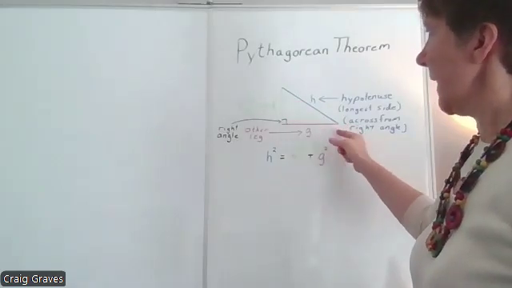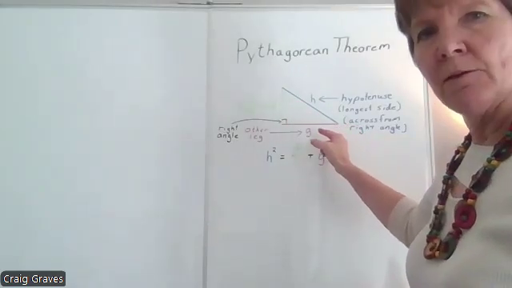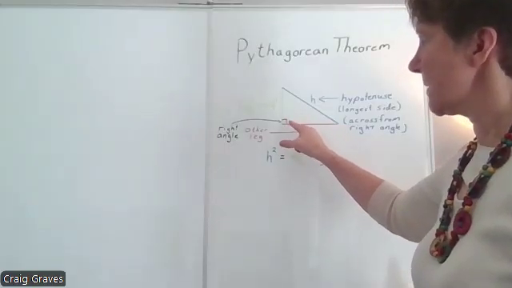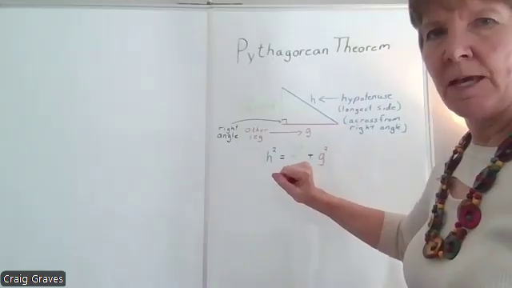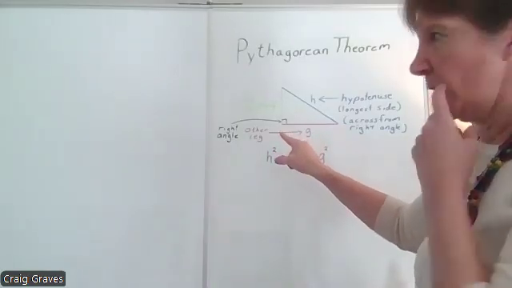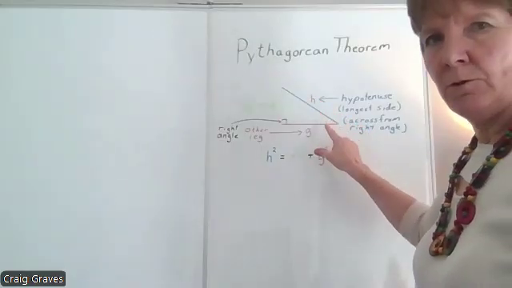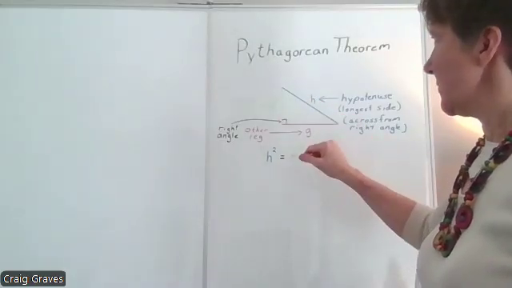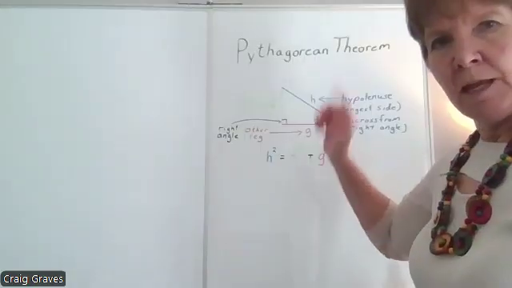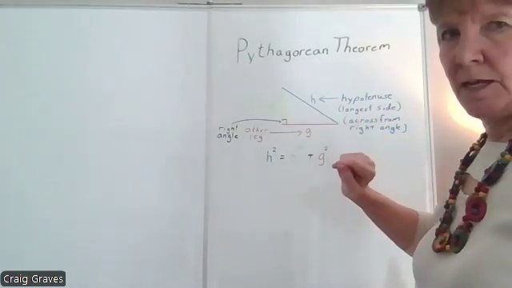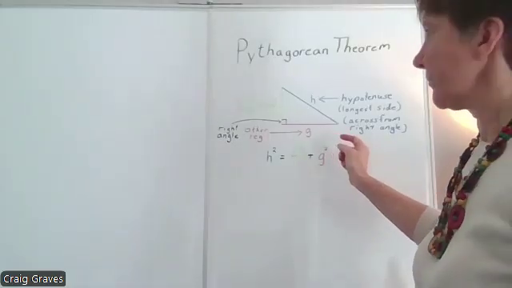And these are the legs because they're the two pieces of the triangle that make the right angle. This little square box means that's a right angle, which means 90 degrees. And the side across from the right angle is the hypotenuse. We have it labeled as H for hypotenuse in this case. It's also the longest side of the triangle.